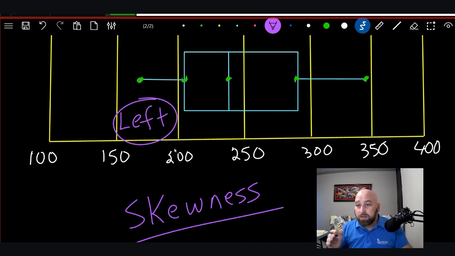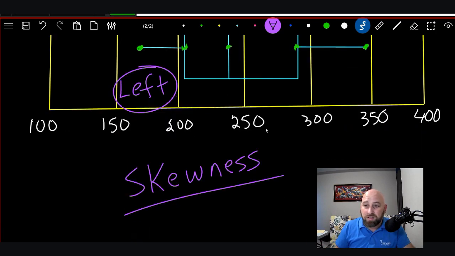And it could be either way. It could be a right skew. If there are more points on the right half of the box, then you would be right skewed. But this one is what's called left skew.